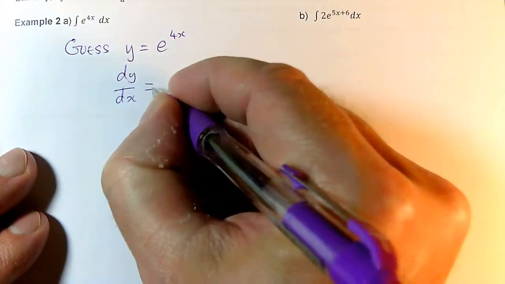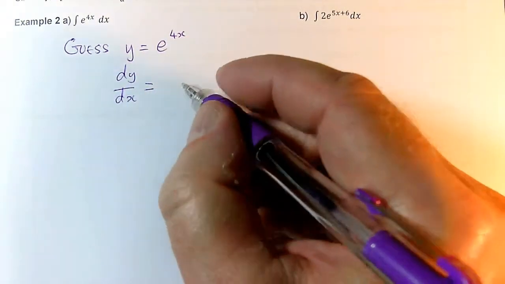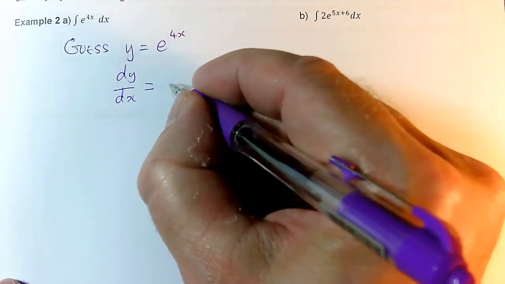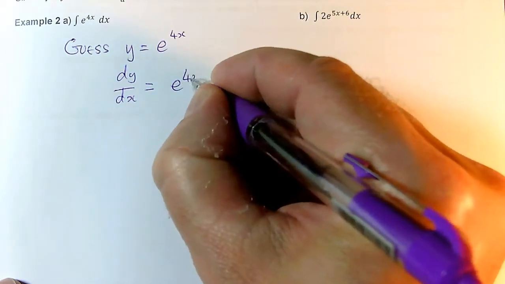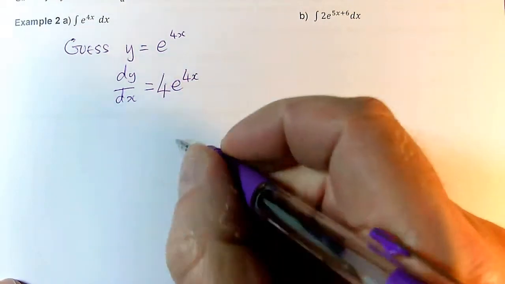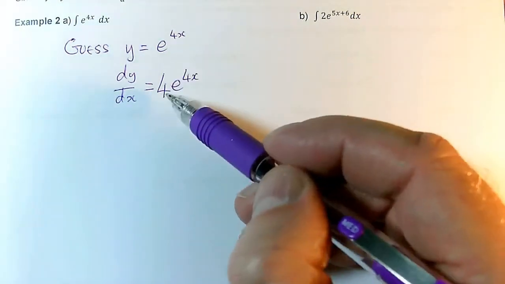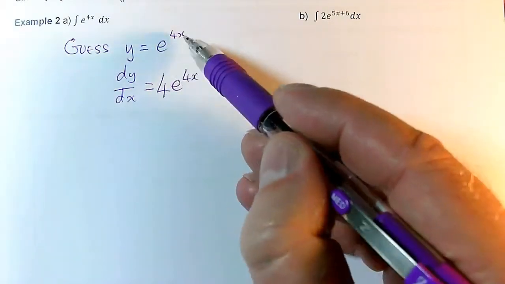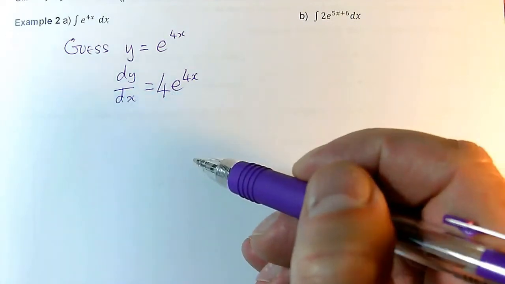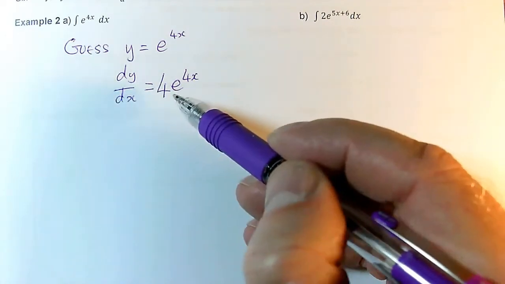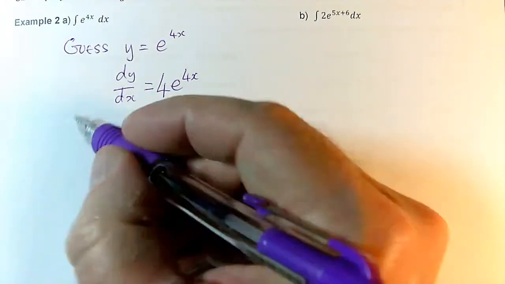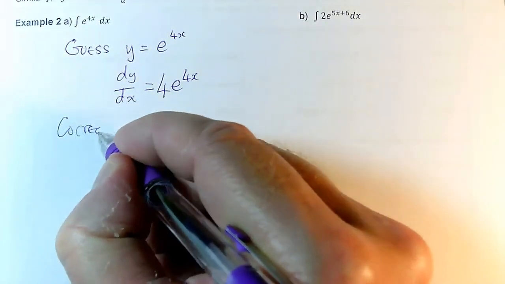So dy by dx would be, well, we know how to do this, chain rule if you have to, or hopefully you've learned a rule that tells you this is e to the 4x, but with a 4 in front of it. That comes, if you do use the chain rule, from differentiating this inside function: 4x differentiates to 4 and e to the bracket differentiates to e to the bracket. So did my guess work? Well, kind of. I wanted to get e to the 4x. I've got 4e to the 4x, so my corrected y.